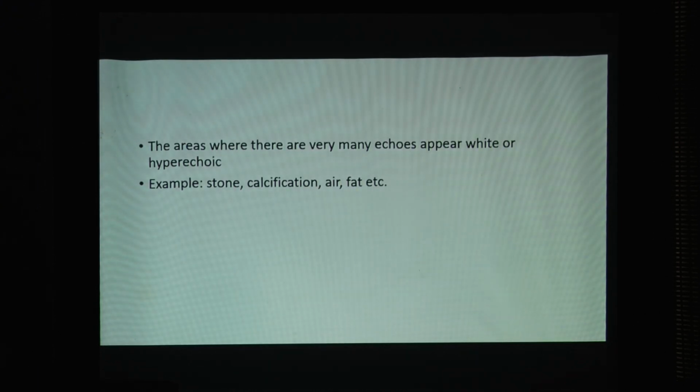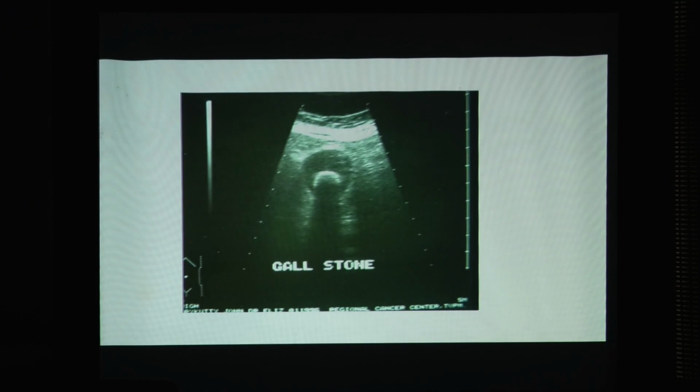The areas where there are very many echoes appear white or hyperechoic. Example, stone, calcification, air, fat, etc. So here is the gallbladder with a stone. Only the upper part of the stone is seen. It is bright, and the posterior portions appear with distal sonic shadowing. The echoes are black, anechoic behind.